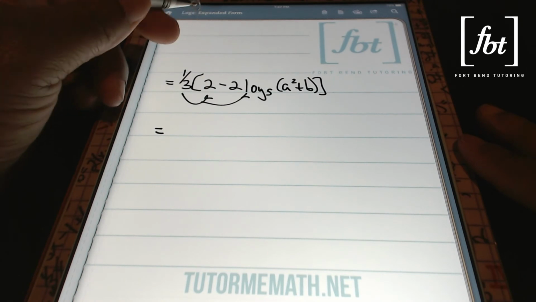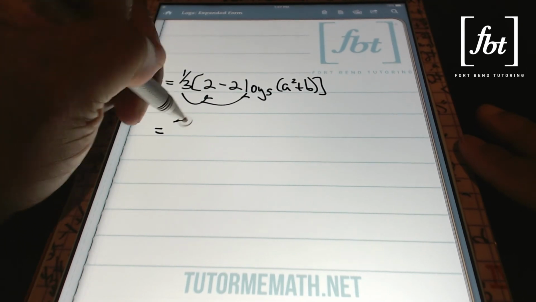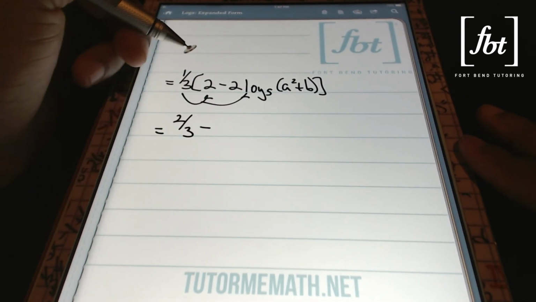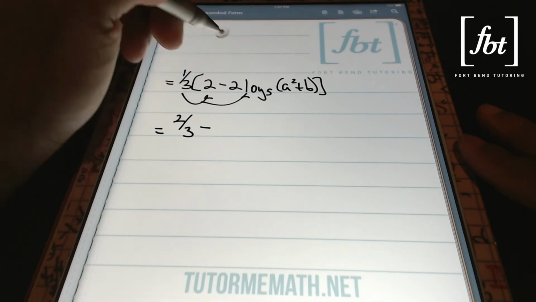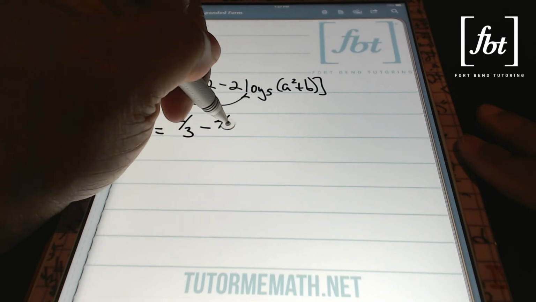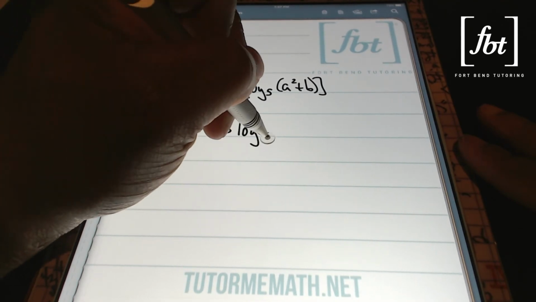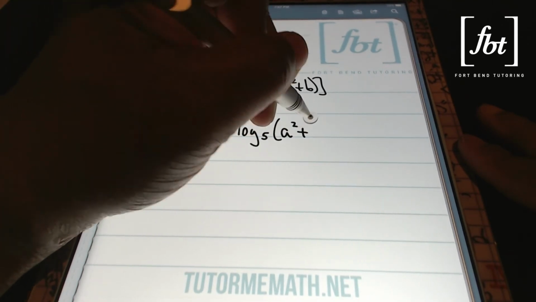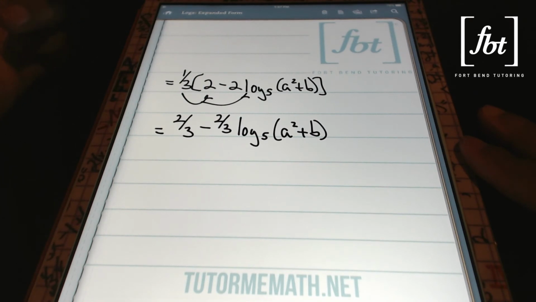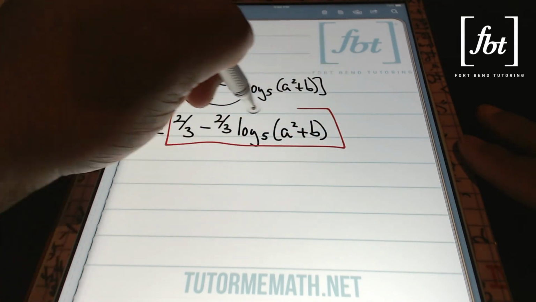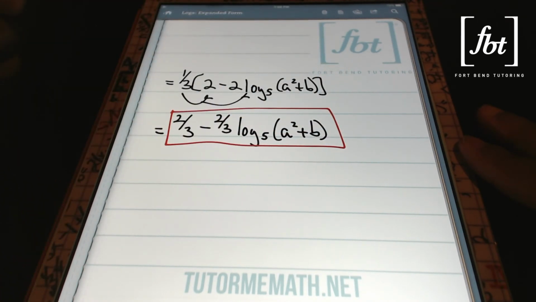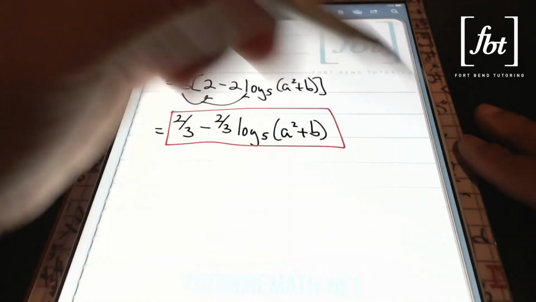So you have the 1/3 times 2, which will give you 2/3, minus 1/3 times 2 log base 5 of the quantity a squared plus b. That'll give you a negative 2/3 log base 5 of a squared plus b. All right, and this is your answer right here. Yeah, it's done now. Can't do anything else with that. Red boxing it. Just like that, guys. That was problem number 9. And now let's move on to problem number 10.